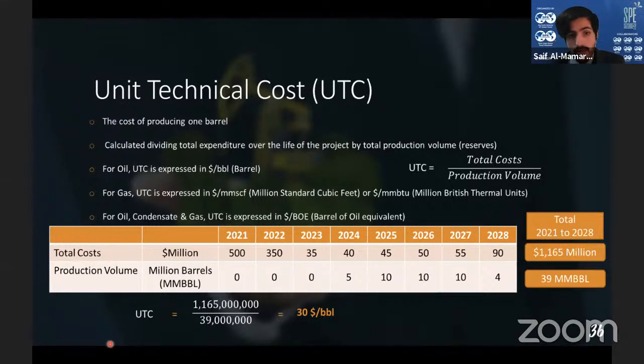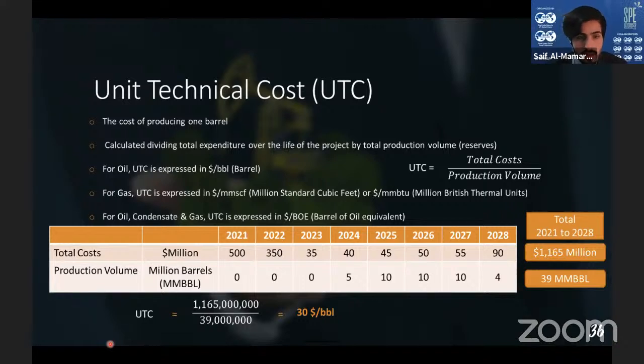In this example, we have a project that's producing from 2024 until 2028, and there's cost from 2021. So you can see in the total, we sum up all the costs and all the volumes, and we just divide it. Here, from 1.2 billion divided by 30 million barrels of oil, we get $30 per barrel. So in this example, if the oil price is higher than 30, the project will be making money. If it's under 30, you'll be in the red.